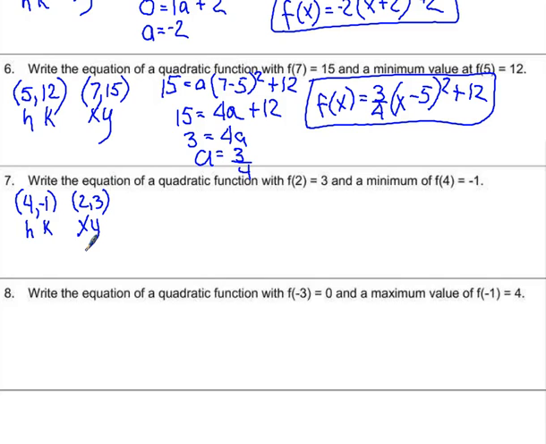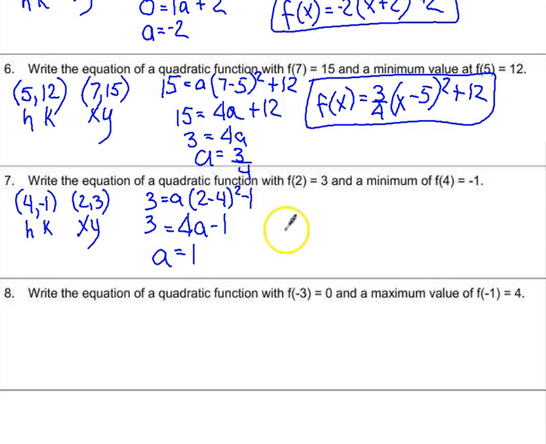All right. Now we're going to solve for what a is. So we're going to take 3. And that's equal to a times 2 minus 4, quantity squared, minus 1. We simplify. This gives us negative 2. Negative 2 squared is equal to 4. So we end up with 4a minus 1 is equal to 3. So a is equal to a positive 1.